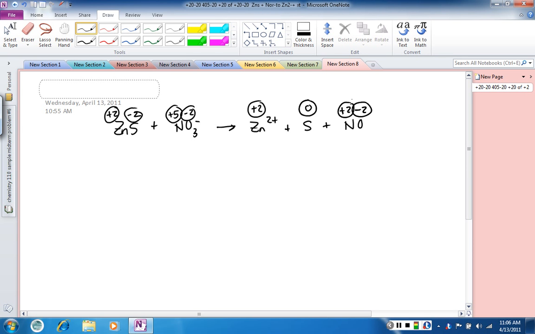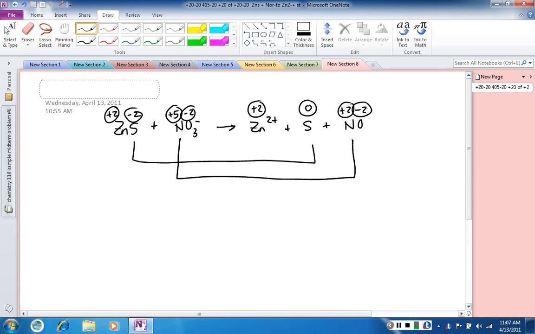Next step, draw our lines from what's changing. Zinc's going from +2 to +2, so it's staying the same. Sulfur is going from -2 to 0. N is going from +5 to +2. -2 to 0 for sulfur, that means you're going to lose 2 electrons. From +5 to +2, you're going to gain 3 electrons.